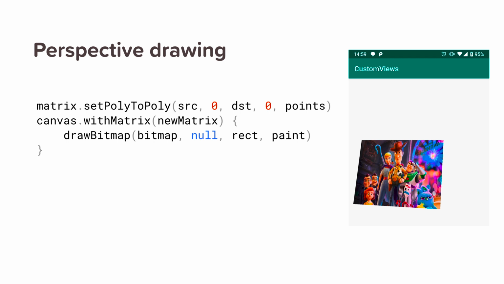But basically a matrix has this method called setPolyToPoly, and that tells any canvas calls that happen with that matrix to map certain points in your drawing to other points. Okay, so in this example, the source is the source set of points that we're going to draw on screen, and the destination, or the DST, is what we're going to map it to. And don't really worry about the other parameters. I've got a blog post on it that explains it if you really want to know.